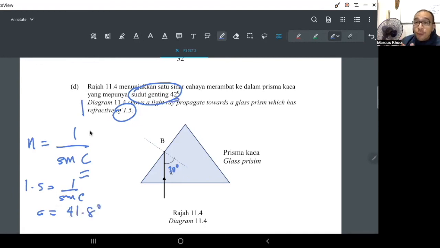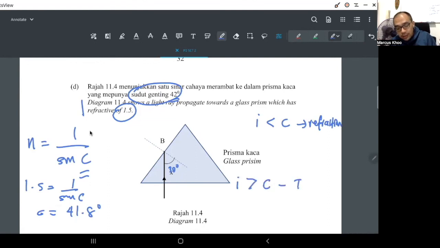Okay, but what is so important about the critical angle? So total internal reflection. Okay, let's revise this. If your incident angle is less than the critical angle, refraction occurs. Okay, if your incident angle is more than the critical angle, total internal reflection occurs. Okay. But if your incident angle is exactly the same as your critical angle, okay, then you'll get a 90 degree refraction.